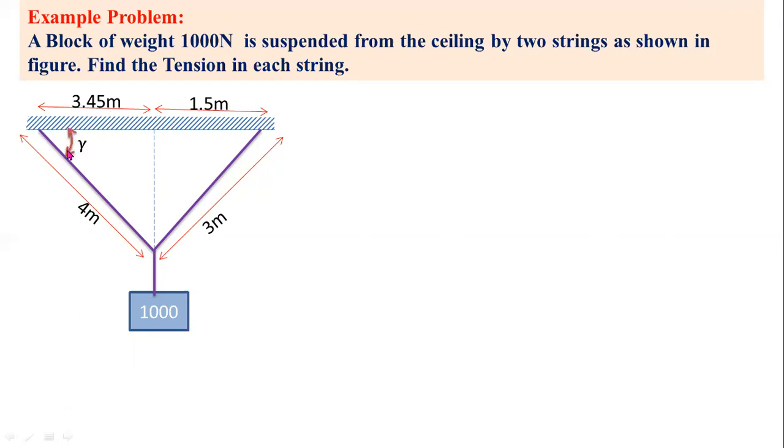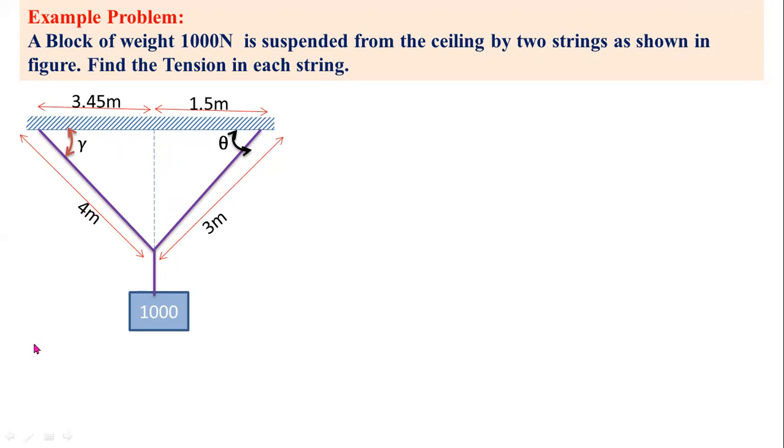So let gamma be the angle between this string and floor. Sorry, this string and ceiling. Let theta be the angle between this string and ceiling. From this diagram, first of all, you have to determine the angles theta and gamma. From this triangle, you can observe this is a right angle triangle. So this is the hypotenuse, this is the horizontal adjacent side, this is the opposite side. Here we know the hypotenuse value and adjacent side value.